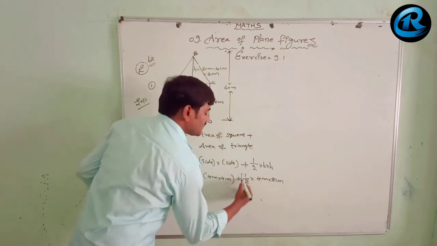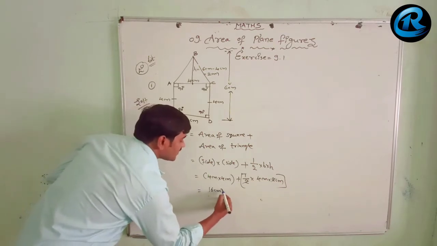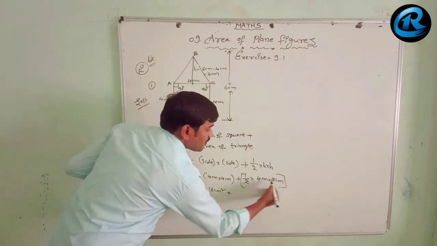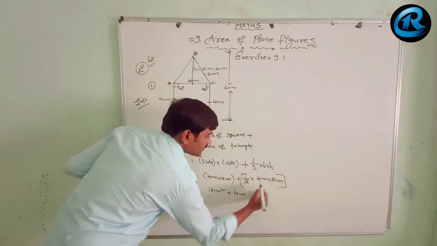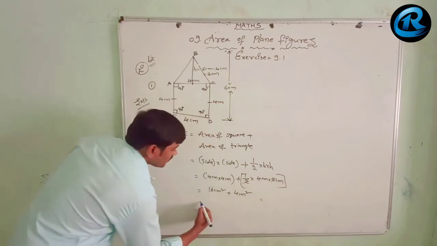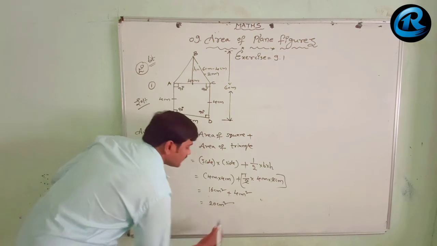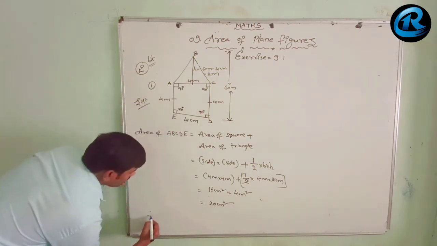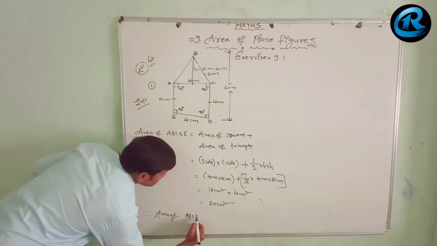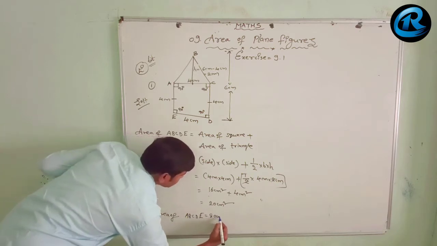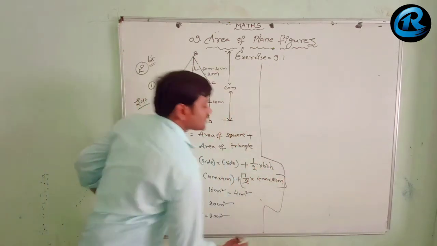This 2 and this 2 get cancelled. So what will be left here? 4 into 4, that is 16 centimeter square, plus 4 centimeter into, the 2 gets cancelled, only 4 centimeter square is left. 16 centimeter square plus 4 centimeter square is 20 centimeter square. Therefore the area of ABCDE is equal to 20 centimeter square. I hope you have gone through this clearly.